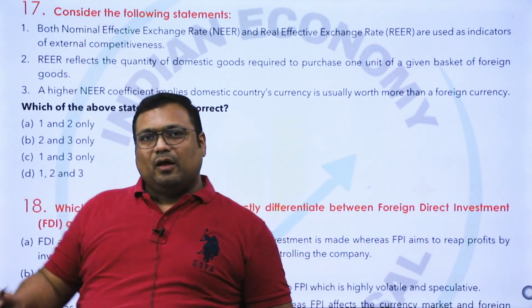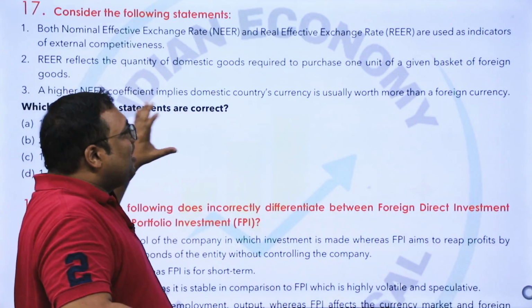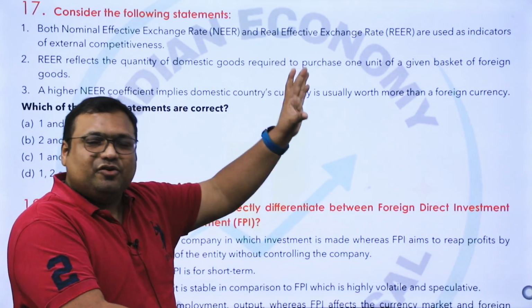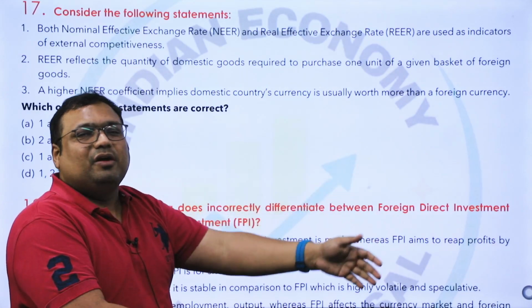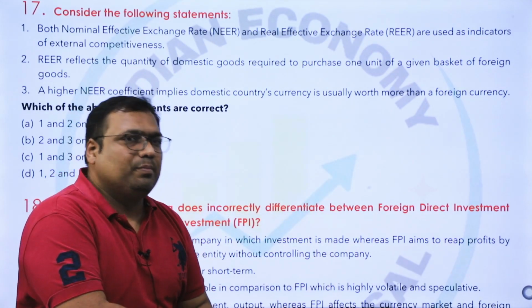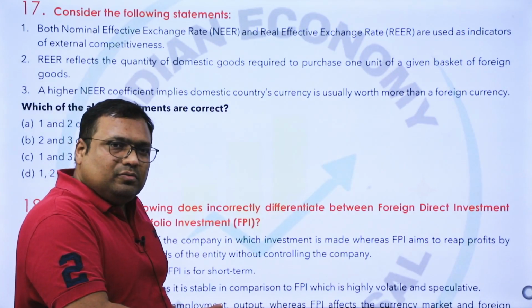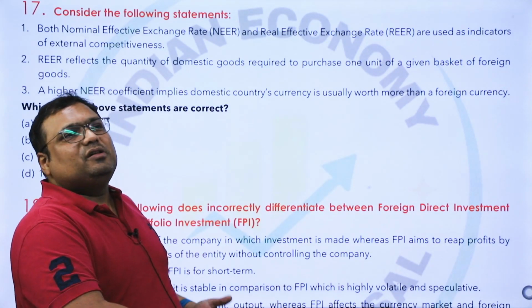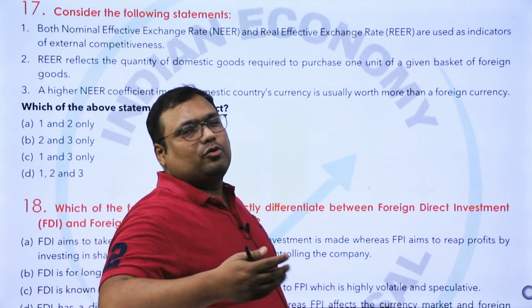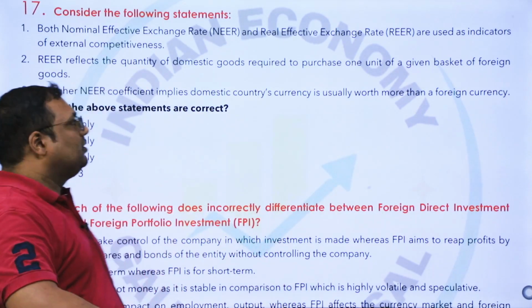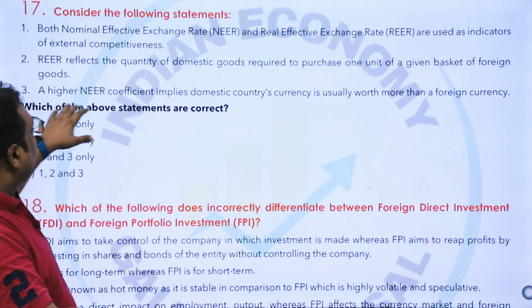I hope I have not mixed it up. If REER increases, it means appreciation is there, and that means we have to export less to import the same. And when REER goes down, it means there is depreciation. It means we have to export more in order to get the same. So REER is actually a better measure of competitiveness. Third, a higher NEER.